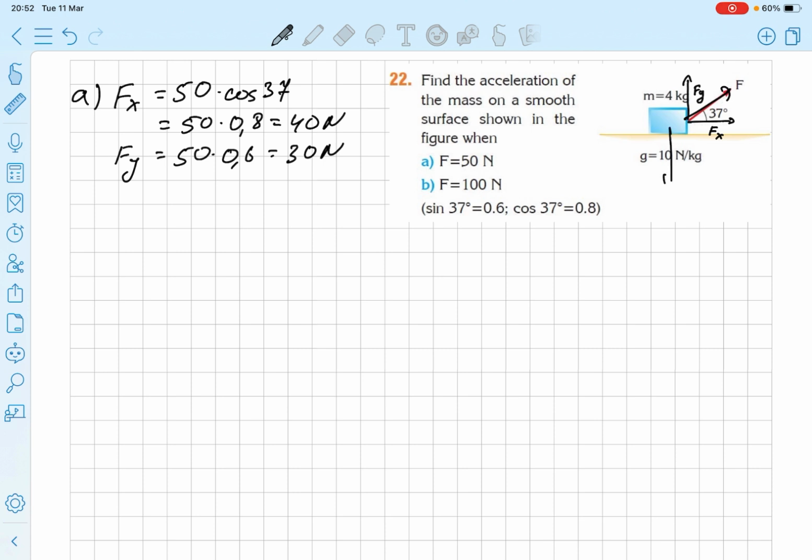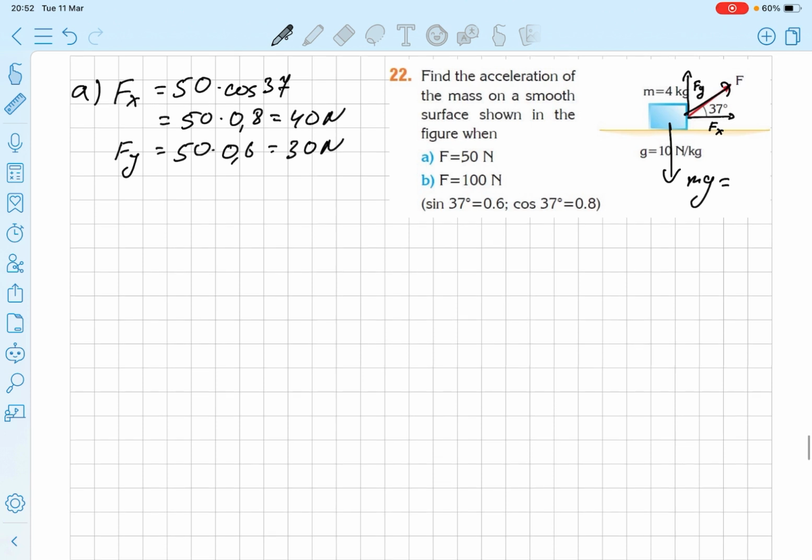And now, downwards, it is pulled by the weight of the object, as you see. The downward force is mg. That means mg is equal to 40 newtons, because the mass is 4 kilograms here. So that means weight is higher than F by Y, which is upward. That means this object cannot be moved vertically. This object is going to move only horizontally. That means we're going to use only horizontal forces to define the acceleration of the mass.